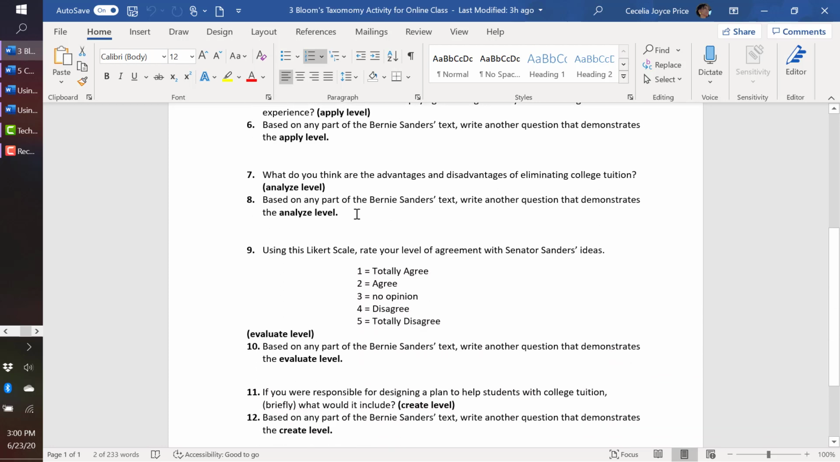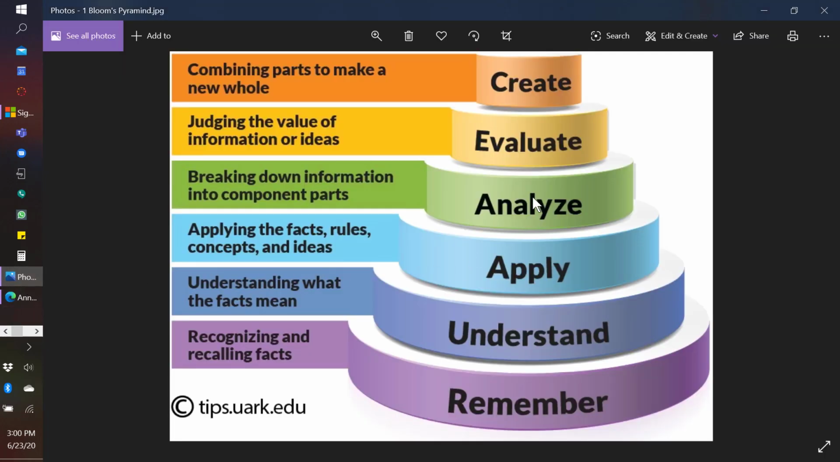Let's take it up higher. Now we're going to analyze. What do you think are the advantages and disadvantages of eliminating college tuition? Okay, now we're being asked to analyze. Because now we're going to look at advantages and disadvantages. Remember, when we looked at our pyramid on the other slide, when you're analyzing, you're breaking things down into parts, and you're looking at those parts, okay?